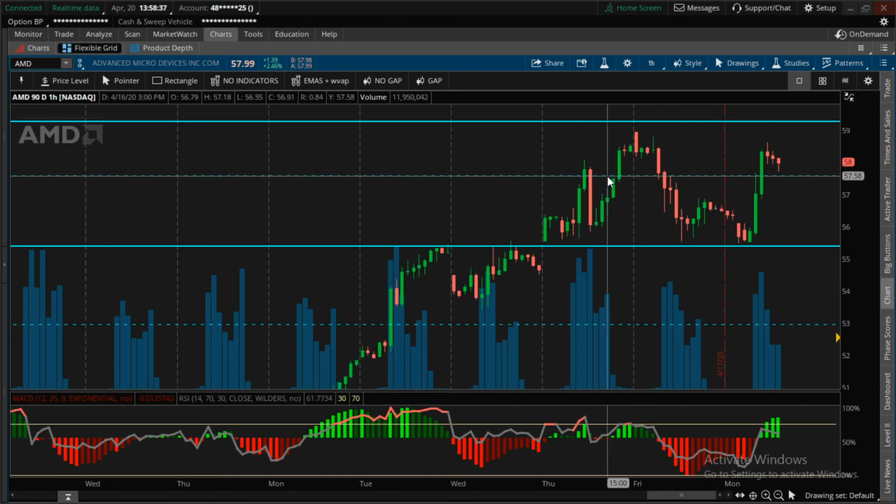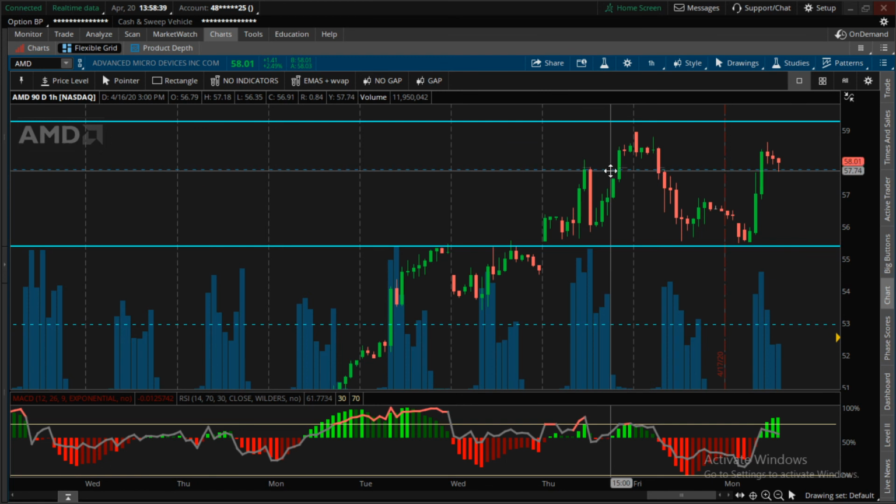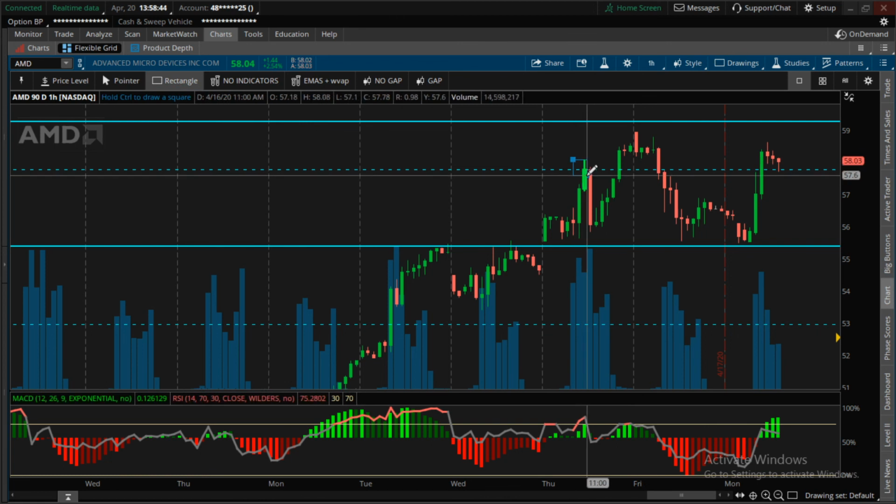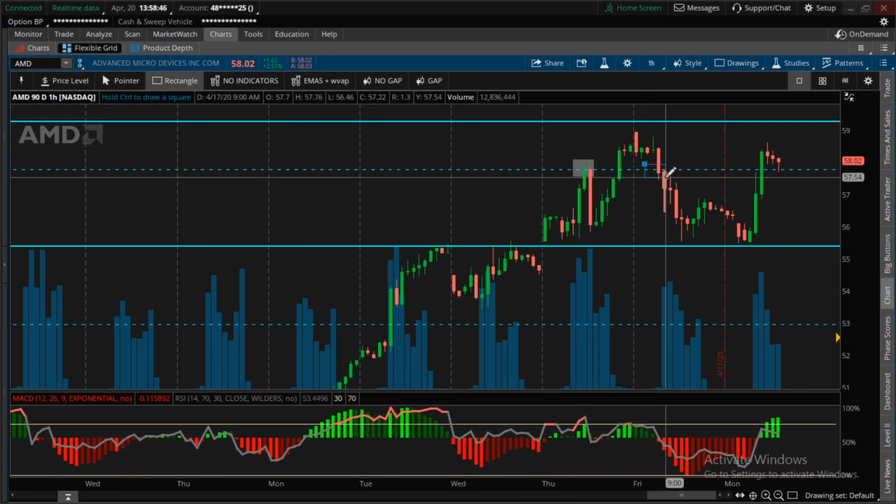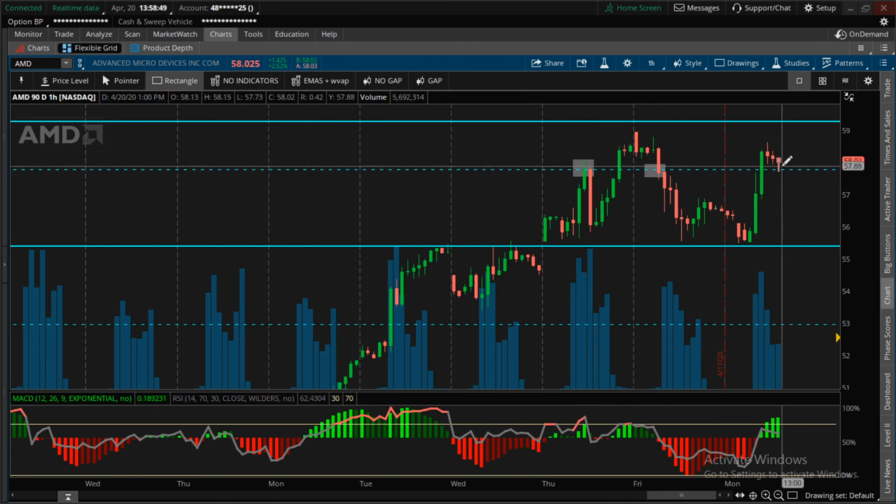I see that as long as SPY holds above this 57.80 area, it's holding up. As you can see, it got rejected around this area, but then it fell to that support right there, and now it's at that support area again.